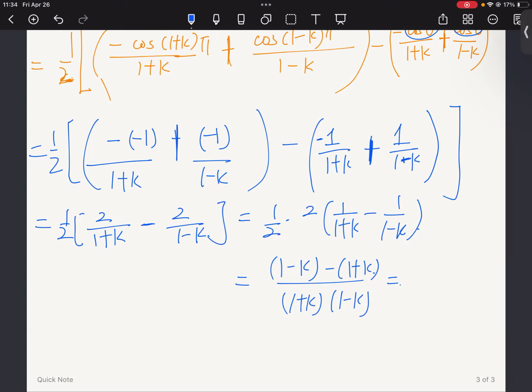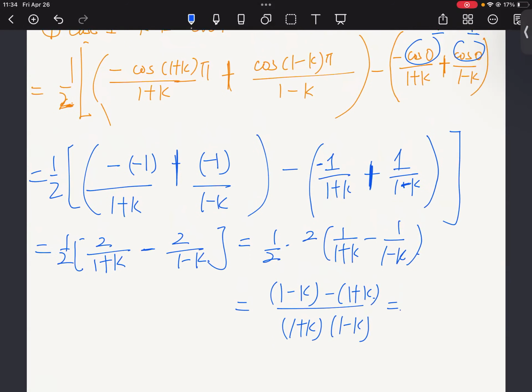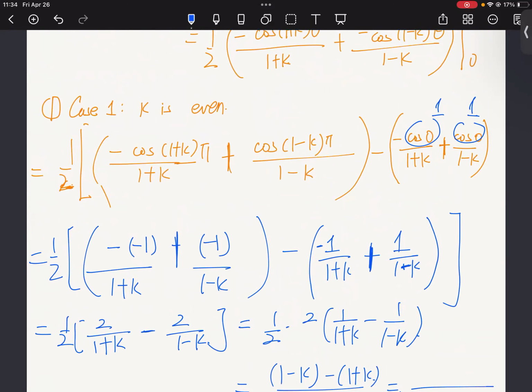I'm not sure where I got it wrong here in the calculation. There should be something wrong in the calculation. Let me see. At the end, at the denominator, I got 1 minus k squared. And at the top, originally I should get... I think there's something wrong here. Let me see.